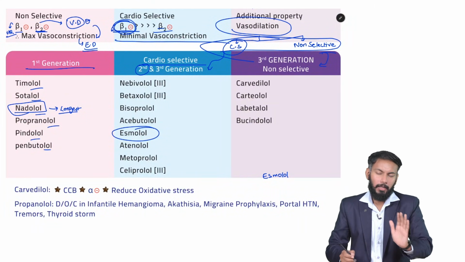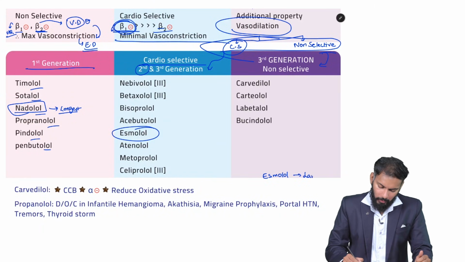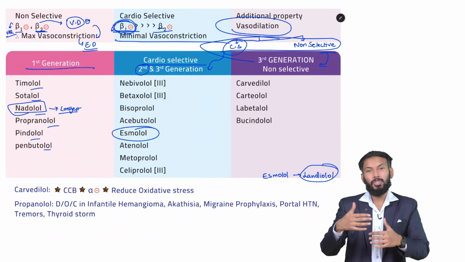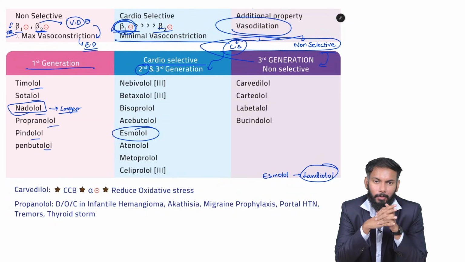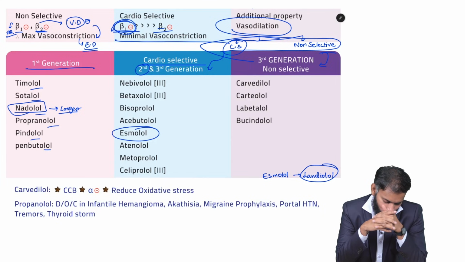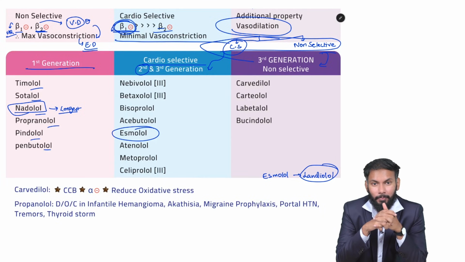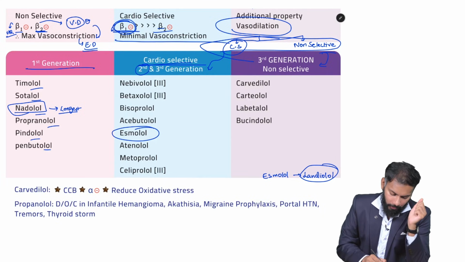Now there is a new drug that has been approved, known as landiolol. Landiolol is even shorter acting than esmolol. I am not going to give you a mnemonic for this because my students have made a very creative mnemonic. People who know Hindi will understand this, so I am not going to make it. So coming to the cardioselective drugs, how do you remember this?